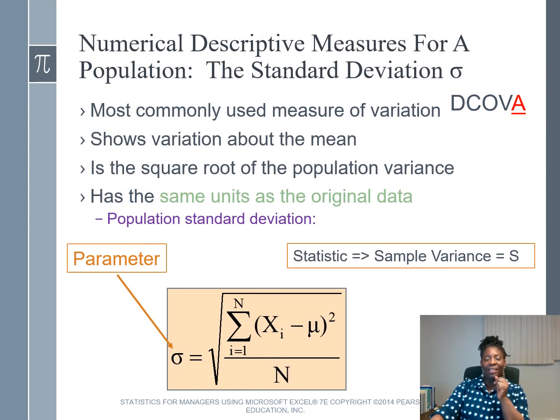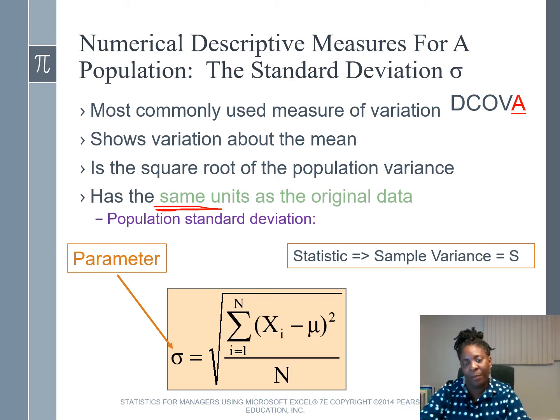And finally, standard deviation is just the square root of the variance. It's the most commonly used measure of variation. Again, it shows the variation around the mean, the square root of the population variance, and most importantly, it has the same unit. Variance is the square of the unit of observation, whereas standard deviation is the same unit as the data. Makes more sense. With one standard deviation above the mean, two standard deviations above the mean, it's easier to understand than when you use variance. Definitely easier to interpret.